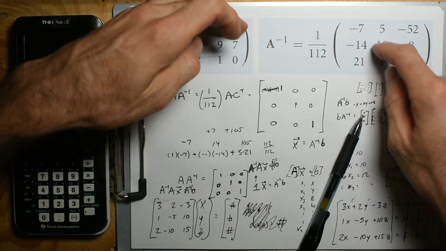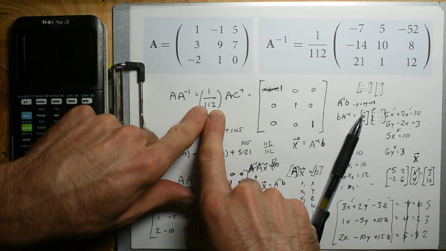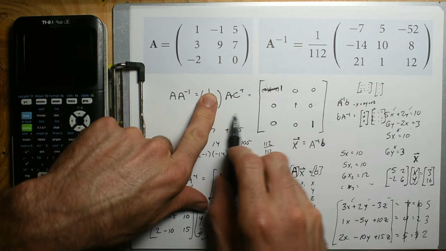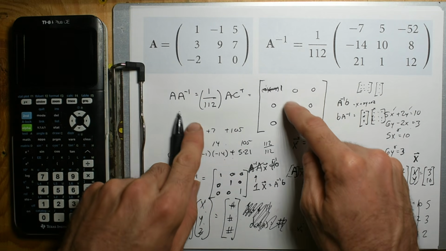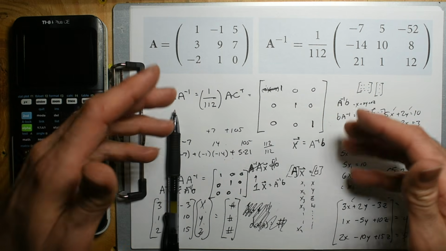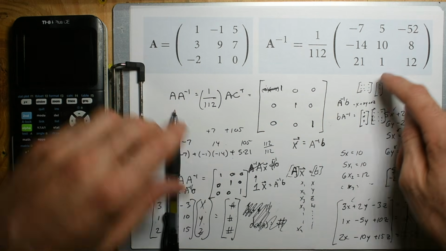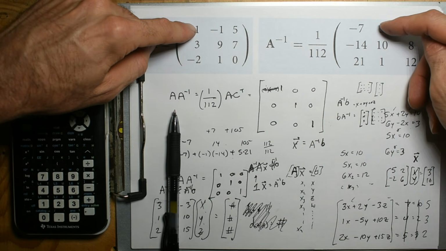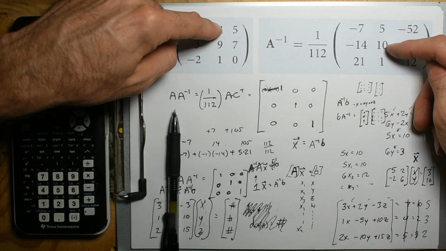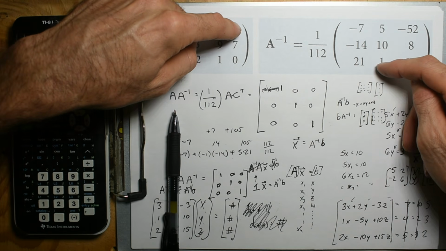If it's 0, 0 divided by 112 still has to be 0, so that's cool. These values have to be a multiple of 112 if they're going to be something. So this one's going to be 5 minus 10, that's negative 5, plus 5 is 0.